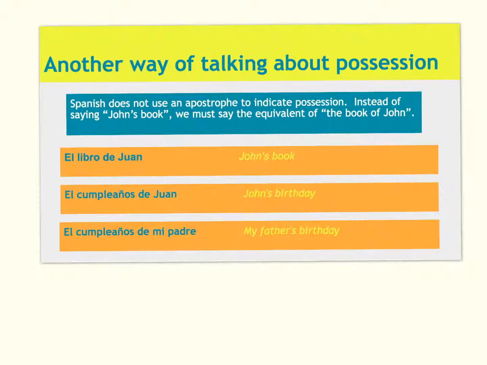These ideas must be expressed in Spanish by saying the equivalent of the book of John. So we get the exact Spanish translation of that phrase, el libro de Juan. And the Spanish word de, meaning of, is used to indicate that the book, el libro, belongs to Juan, John.